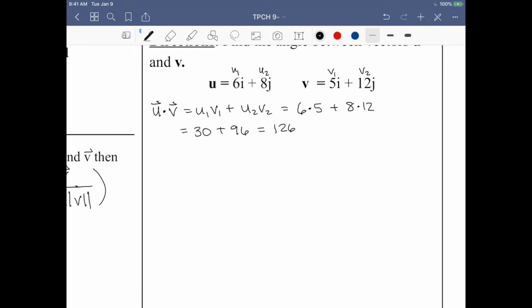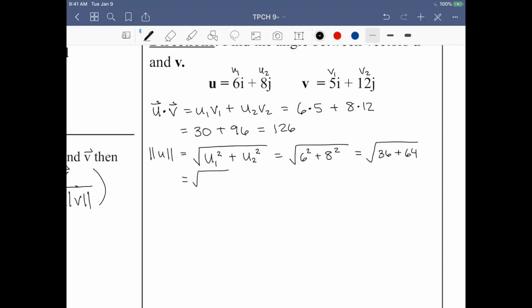So now I'm going to find the magnitude of u, and the magnitude of u can be found as follows. If you think about either the Pythagorean theorem or the distance formula, they both stem from the same principles. Then I'm going to need my horizontal component squared plus my vertical component squared and the square root of that. So I'm going to find the square root of 6 squared plus 8 squared. 6 squared is 36, 8 squared is 64. 36 plus 64 is 100. The square root of 100 is 10.